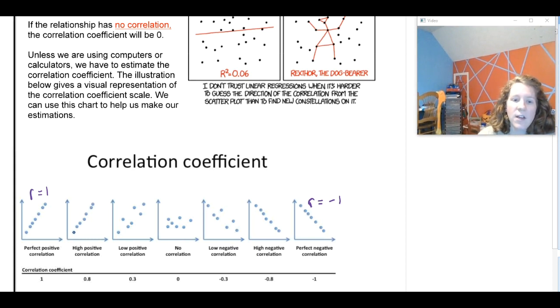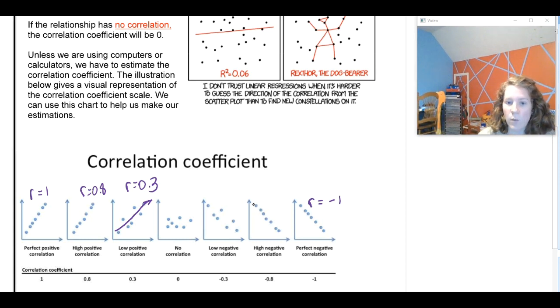Then here you have a high positive correlation. It's definitely forming a line. I could draw myself a line that goes up here, but it's not quite perfect, so they say r is 0.8. This one, still positive, because if I were going to draw a line through these ordered pairs, it would go something like that. So it's increasing, but the dots are kind of all over the place, so they estimated it to be about 0.3.